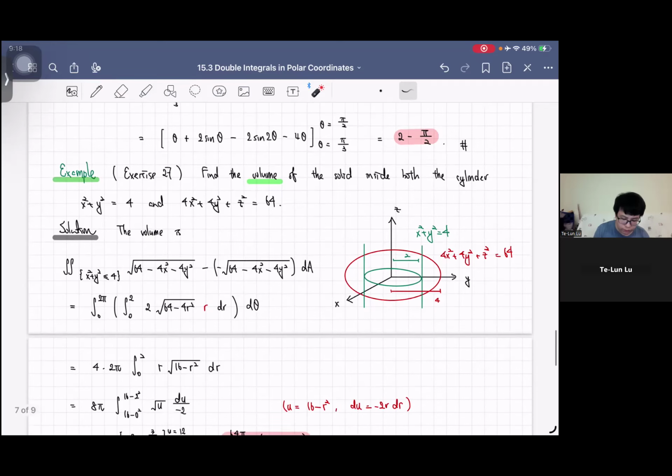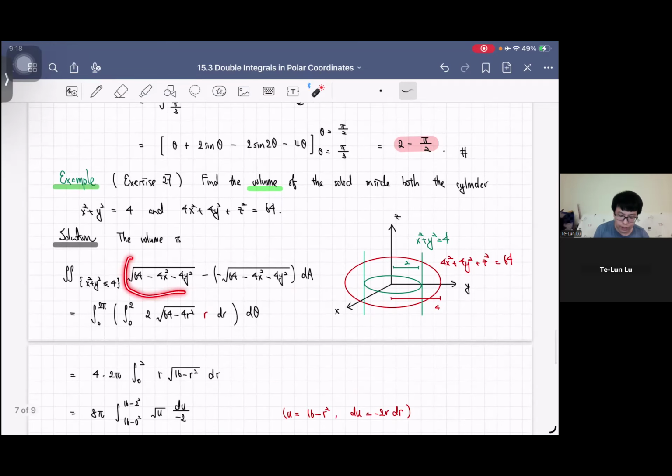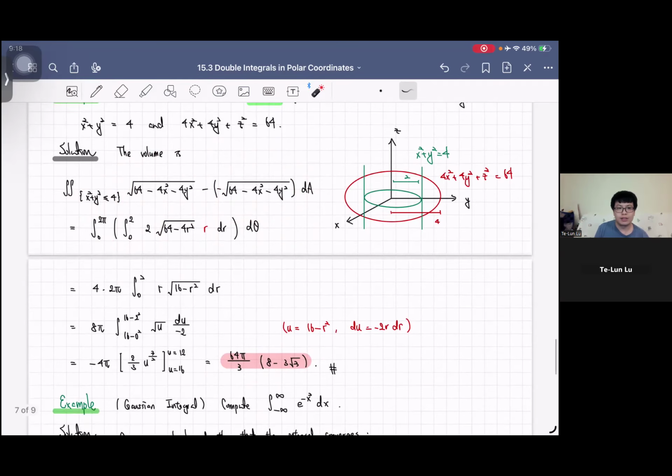And then it turns out that if you're dealing with something very radially symmetric, we are integrating over r from 0 to 2, right? The radius is 2, and we integrate over the whole circle, so it's 0 to 2 pi. And this will be 2 times root of 64 minus 4x squared minus 4y squared, which in polar coordinates is simply 64 minus 4r squared. And don't forget the Jacobian, you have the r here. So you see that life is very simple now.